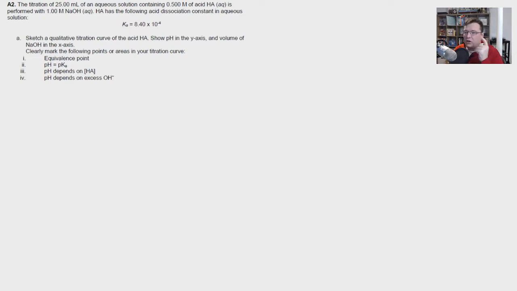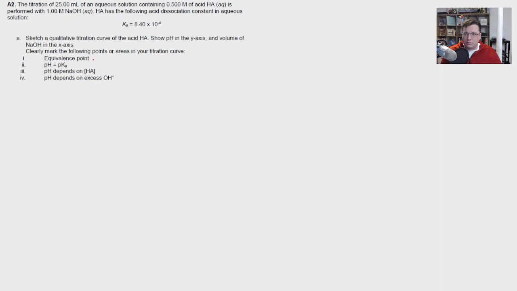And so one thing that I recommend doing for any of these types of problems, and you can do this for your cheat sheet too, right? Because you really have like the 4 types of things, but you can kind of figure out what the different regions are and how they influence what's going on. So, part A right here is asking to sketch the qualitative titration curve for the acid HA in these cases, and it's looking for us to mark 4 different regions.